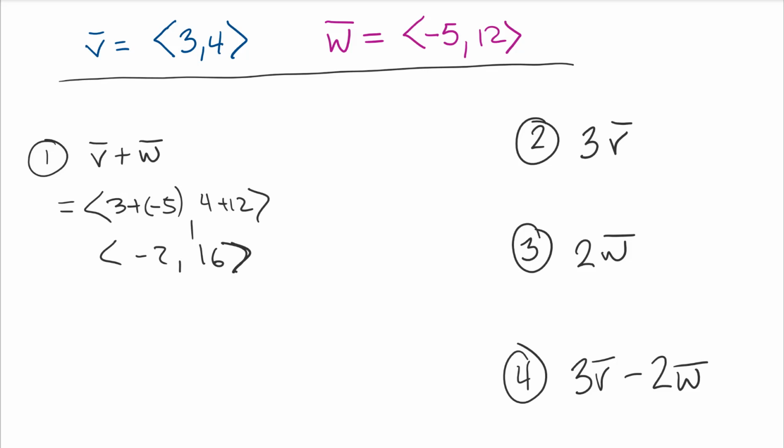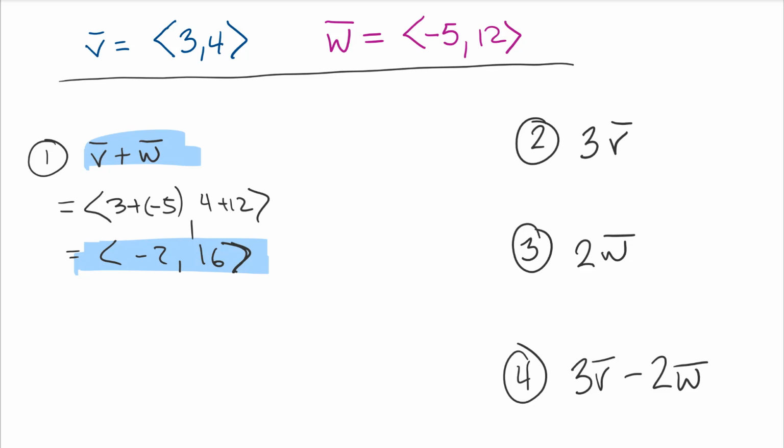So we have a vector which says vector v plus vector w says go 2 in the negative direction of x and then go up by 16. Sweet. We found a vector. We did it. There's vector v plus vector w: -2, 16. All we do is add the components up. Vectors behave nicely.